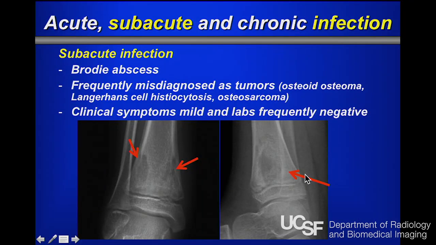Now, the really tricky part are the subacute infections, Brodie abscess. The clinical findings in these patients are not very typical. They may be mild, the labs may frequently be negative, and they can, not infrequently, especially if they occur in younger patients, be misdiagnosed for entities like Langerhans cell histiocytosis, osteosarcoma, Ewing sarcoma, or osteoblastoma. And this is an example of a Brodie abscess where you see this osteolytic change in the distal tibia metaphysis, and it even bridges the joint here.